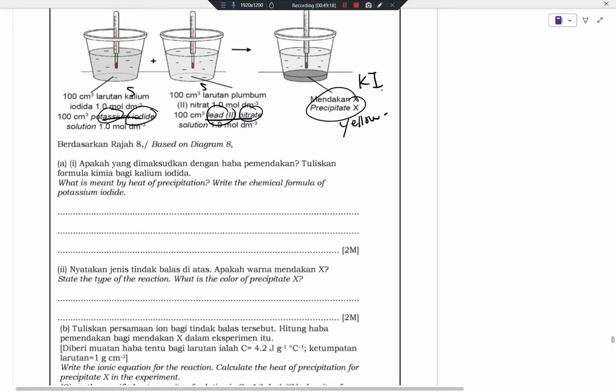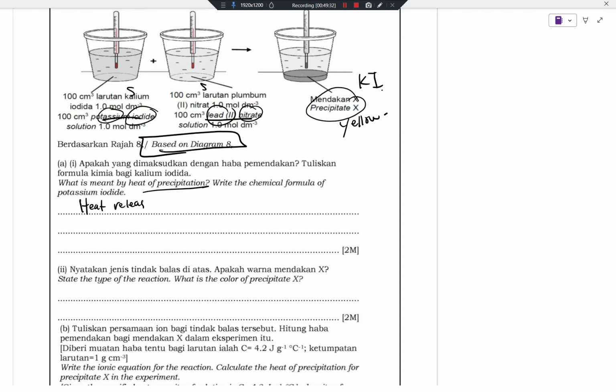So what is the meaning of heat of precipitation? Based on diagram 8 they have already said it. Must be specific in your answer. So heat released when 1 mole of lead iodide precipitate is formed from its ions in aqueous solution. Okay, right.